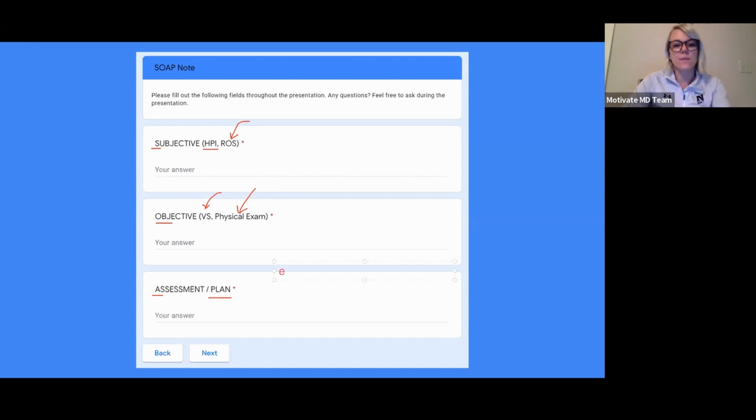So, say somebody comes in with atypical chest pain. So that's our assessment of the patient. The patient came in with atypical chest pain. And what is our plan? What are we going to do for the chest pain? We might say likely costochondritis, which is inflammation of the chest wall. Likely costochondritis. We've ruled out acute coronary syndrome.